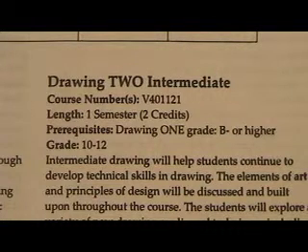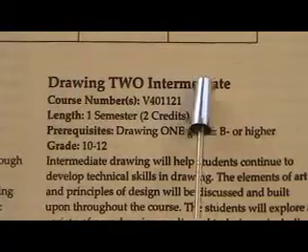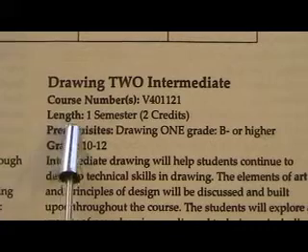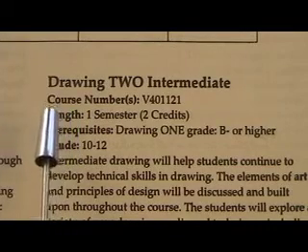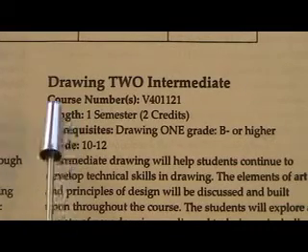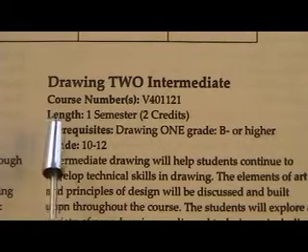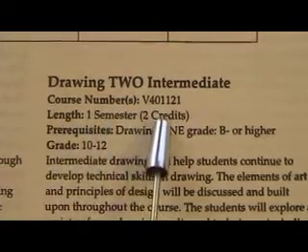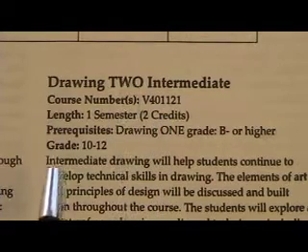Each course description is going to list the course name, the course number, the length of time that the class meets, and this will be very important later on when selecting your courses for next year. So Drawing 2 meets for 1 semester, and you will earn 2 credits for this course.